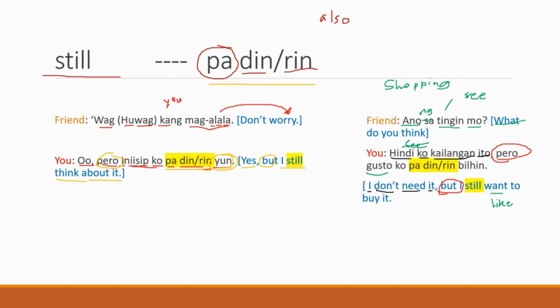And ko is you, right? Who wants to buy the thing. And pa din or pa rin is still. Bilhin is buy.